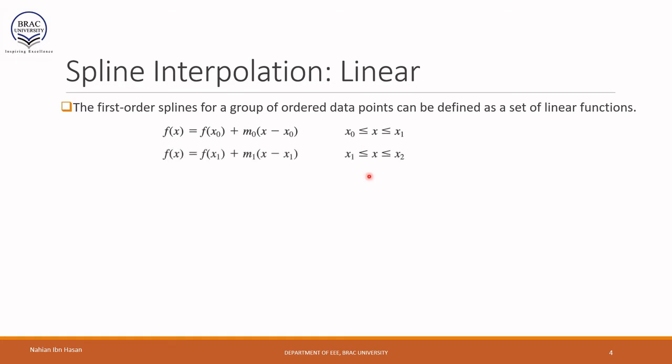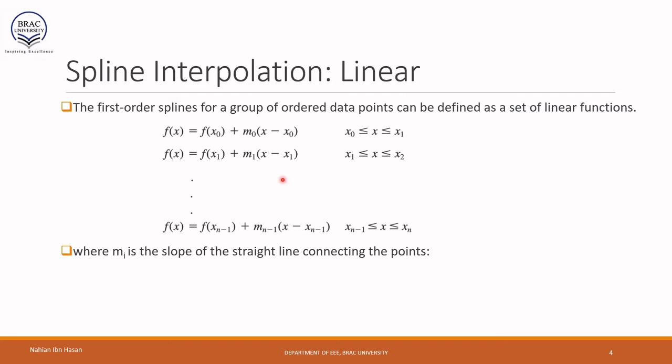Similarly, for the next 2 data points, that means x1 and x2, we can fit another straight line, and in this way we can fit several straight lines or linear interpolating curves between each interval. Each of these functions provides you the function within that interval. So each of them is different, but each of them is of first order. That's why it is called the first order spline interpolation. These m terms, that means m0, m1, m2, are the slopes of each of the straight lines.